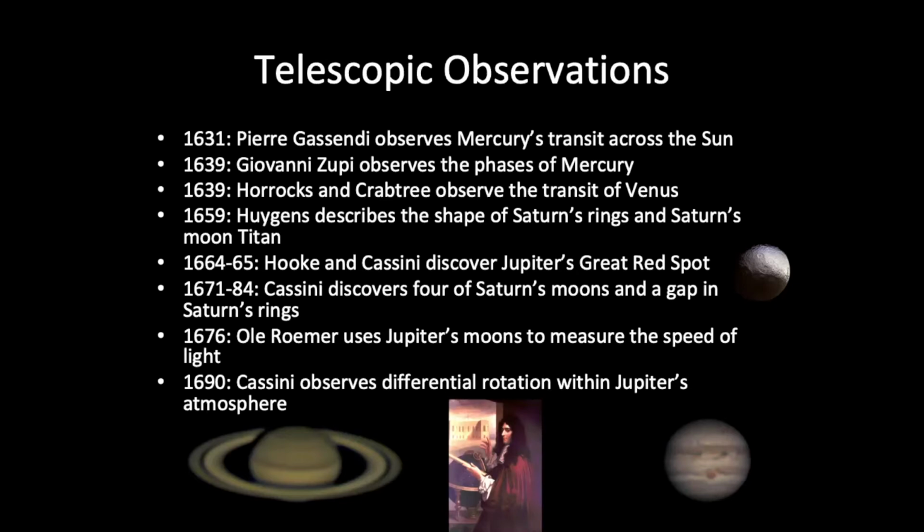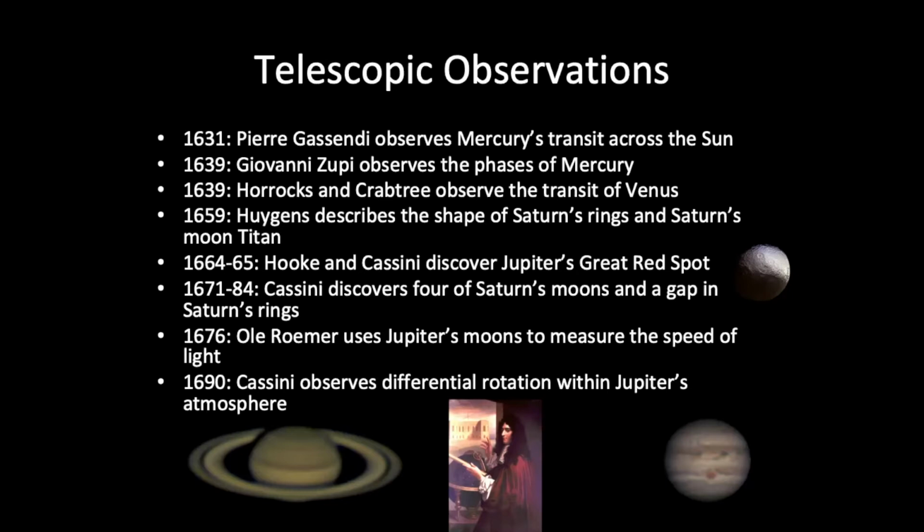In 1639, Giovanni Zupi observed the phases of Mercury, just like Galileo had observed the phases of Venus, and this meant that Mercury also had to be orbiting the sun. The same year, Jeremiah Horrocks predicted the transit of Venus, which he and his friend William Crabtree observed, each at their respective homes.